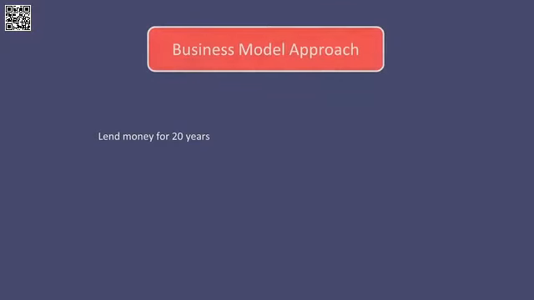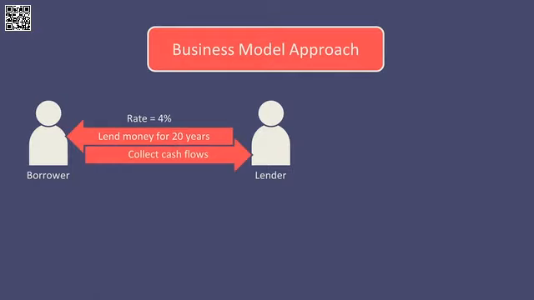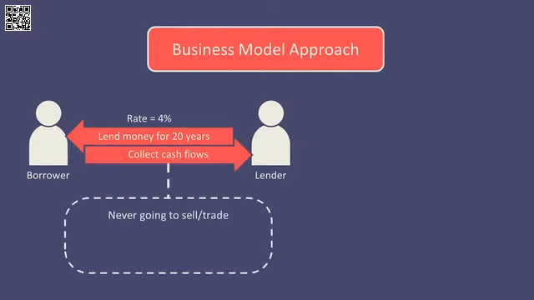So let's just talk a little bit further about this business model approach. If I were to lend you money, say you wanted a mortgage, and I lent you money for 20 years at a rate of 4% per annum, and all I'm going to do for the 20 years is simply to collect in the contractual cash flows as they fall due. That's it. That's all I'm doing. I'm never going to trade your instrument. I'm never going to sell it. And so fair value is completely irrelevant. In which case, I am simply going to use amortized cost to measure the instrument.